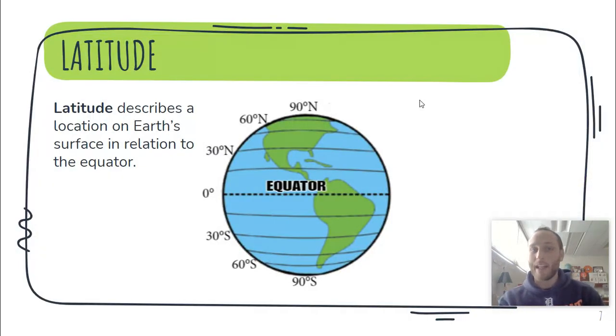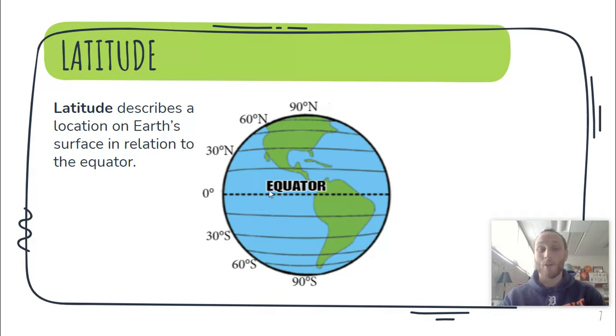So when I'm looking at latitude, the lines are going to split the world this way, and they are going to cut across the Earth horizontally, right? Which is going to be this way, side to side. So latitude describes location on Earth's surface in relation to the equator. So the equator is our major line of latitude right here. So we see the equator is a line of latitude at 0 degrees.